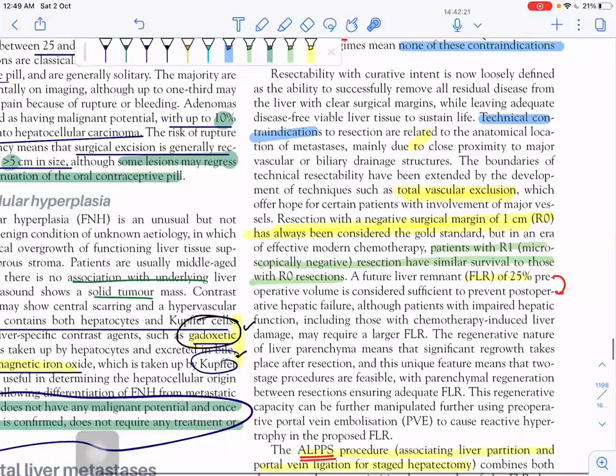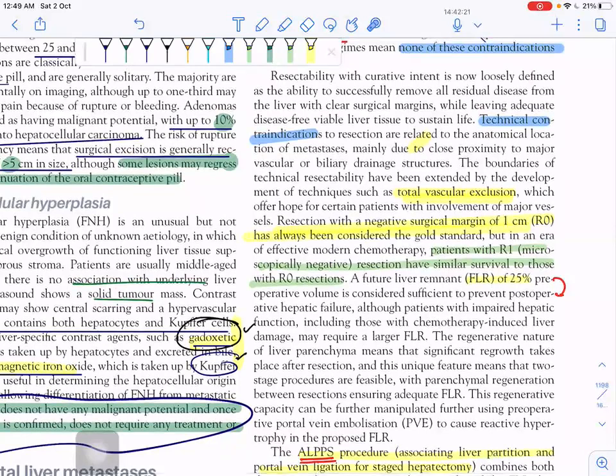So the technical contraindications to resection are related to the anatomical location of the metastasis, mainly due to close proximity to the major vascular and biliary drainage structures. The boundary of technical resectability has been extended by the development of techniques such as total vascular exclusion. So nowadays, when the tumor is very close to main structures like vessels and bile duct, this is also overcome by using total vascular exclusion.